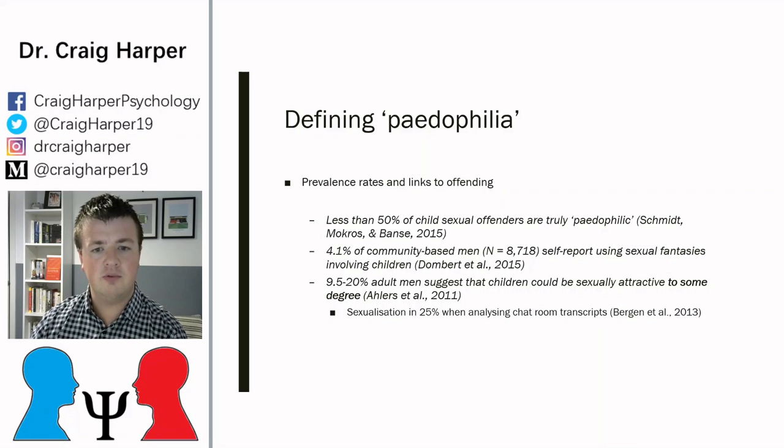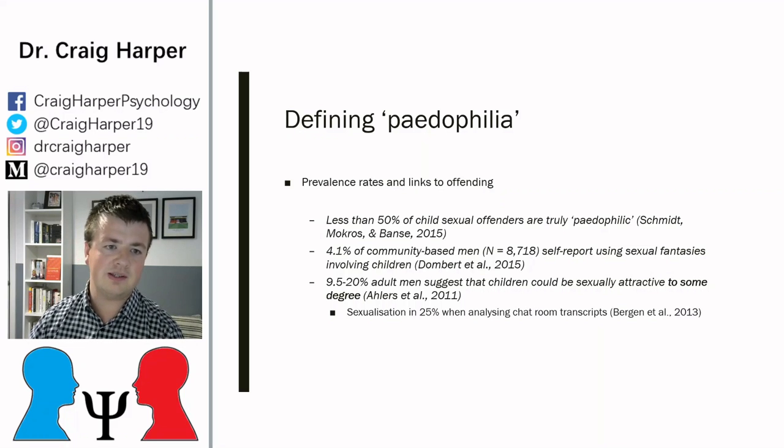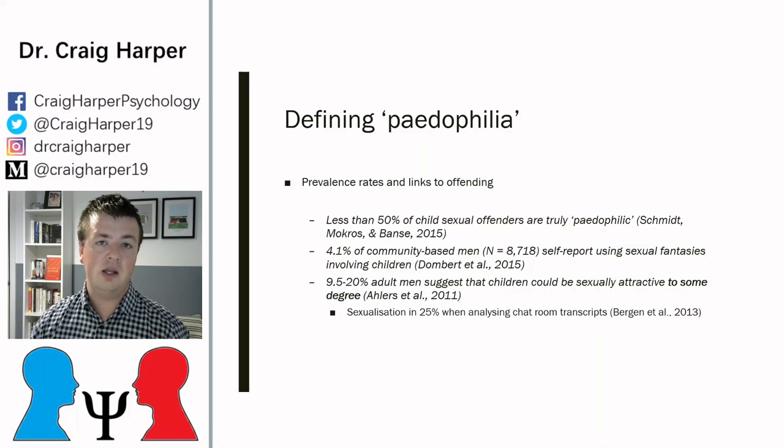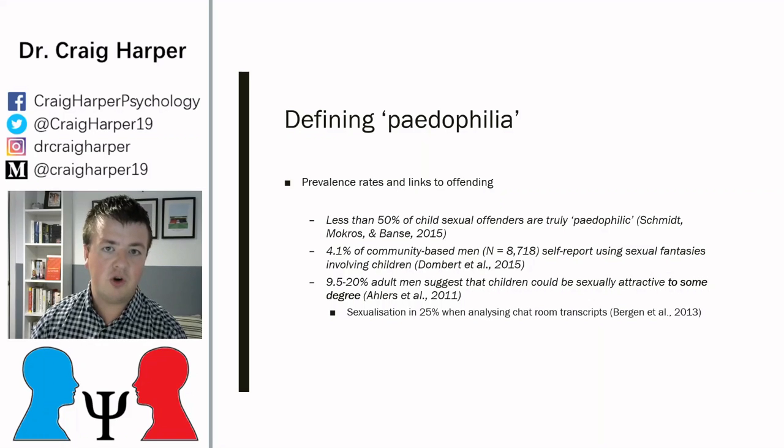And if we look at some of the more ecologically valid measures of sexual interest in children, we know that from Bergen's work, up to 1 in 4, so 25% of people, will continue to sexualize a conversation with someone that they believe to be a minor. So in this study it was the age of 13 or 14. Now, this isn't necessarily looking at paedophilia, but it is suggestive that we do have relatively large numbers of adult men within the community who have latent or undercurrents of sexual arousal towards children.